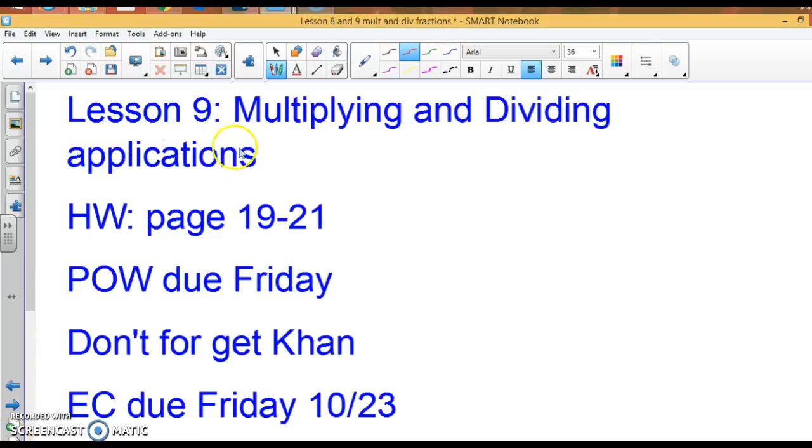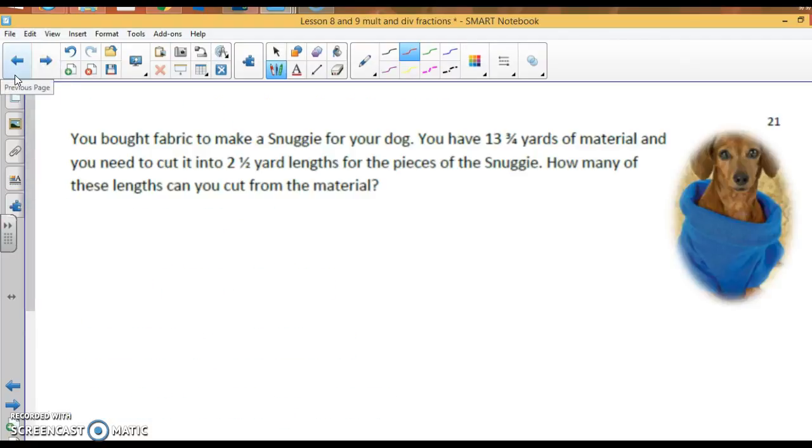Talking about lesson 9, multiplying and dividing fractions, applications. The homework that goes along with this is page 19 and 21, 19 through 21 in your homework packet, and here's some other information that you need to know. All right, you should be on page 18 in your homework or note packet.